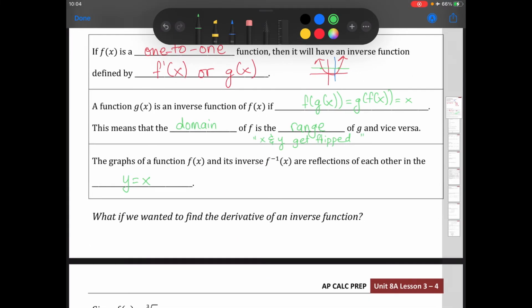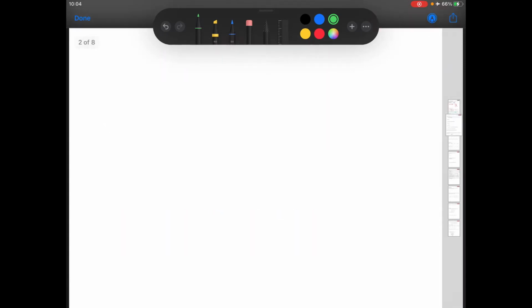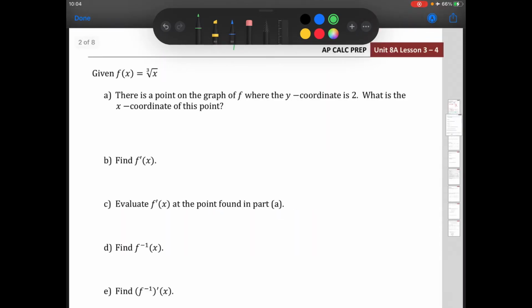So what if we wanted to find the derivative of an inverse function? What will we do? So let's do this exercise, and this will make more sense to us. Okay, so we are given a function, cube root of x.